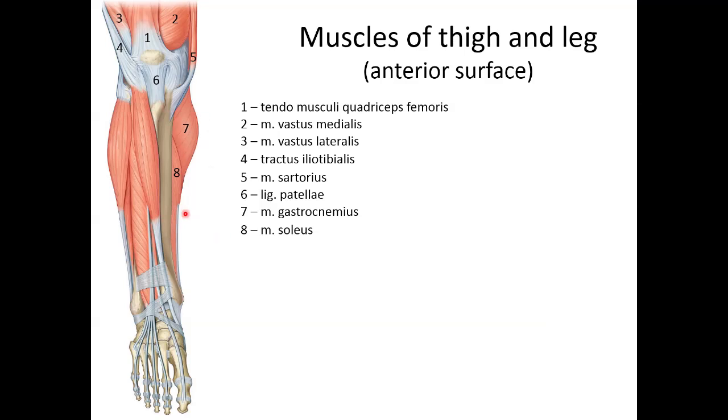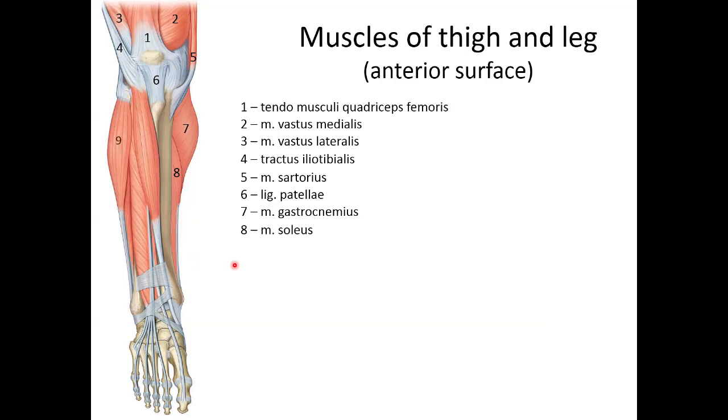And then number eight, musculus soleus. It's interesting, we can sometimes distinguish these two muscles from anteriorly, if the person is quite muscular. It's interesting because they are muscles of the posterior surface.